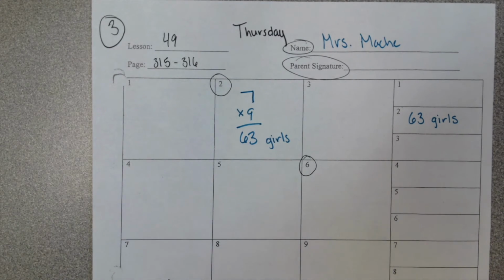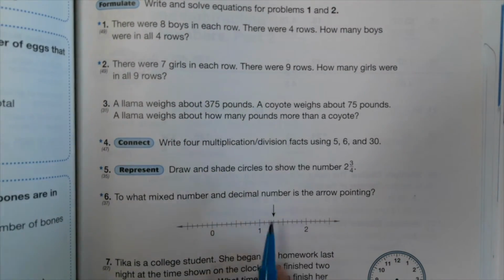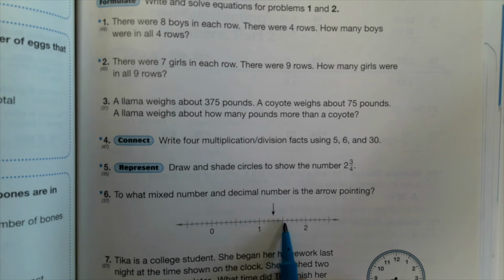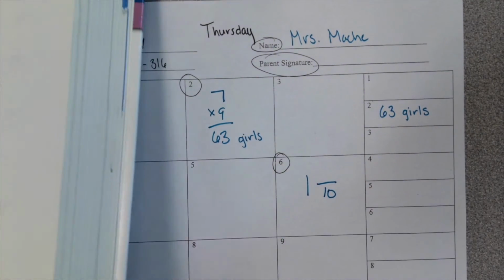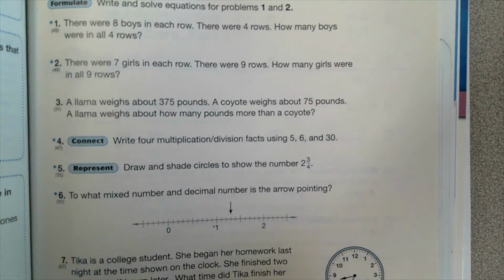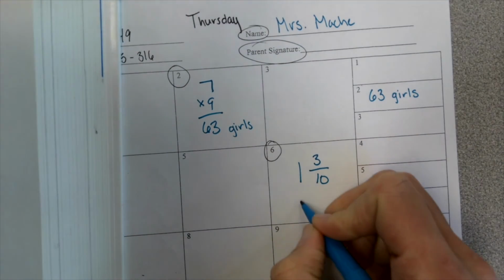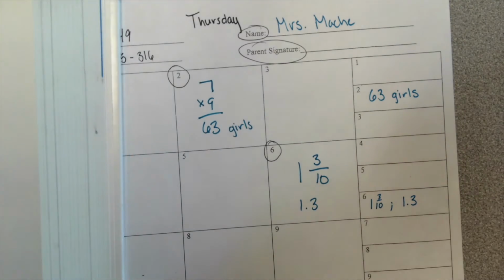6. What mixed number and decimal number is the arrow pointing to? If it's asking us decimal, there's going to be 10 spaces here, but let's count just to make sure. 1, 2, 3, 4, 5, 6, 7, 8, 9, 10. So it's 1 and something over 10. Now we got to figure out which one it's pointing at. The first, second, third. So 1 and 3 tenths. Now, in the tenths place as a decimal, that would be 1.3. 1 and 3 tenths, and then 1.3.